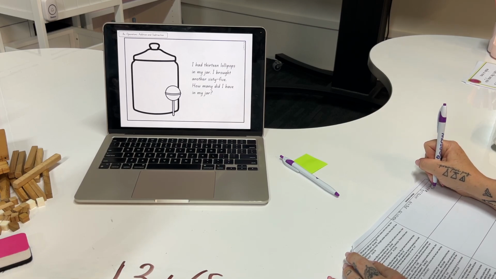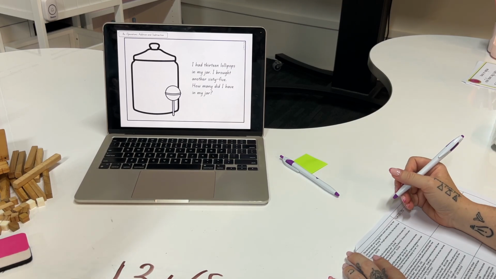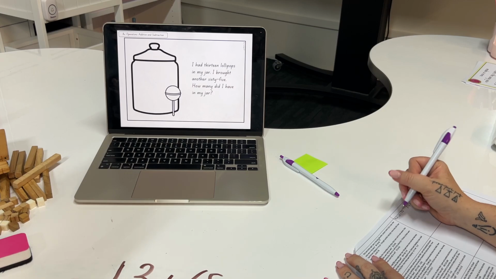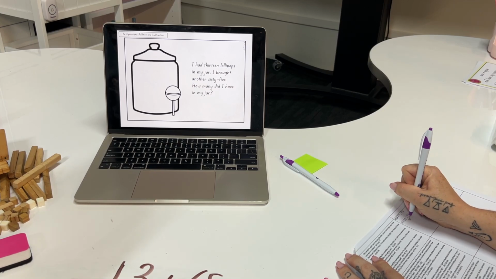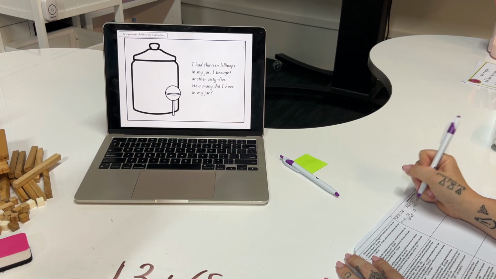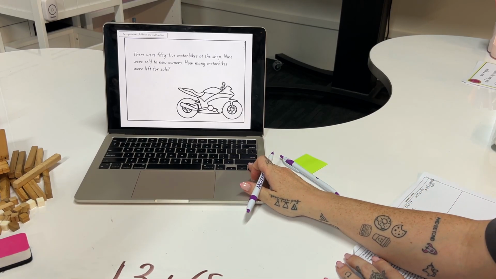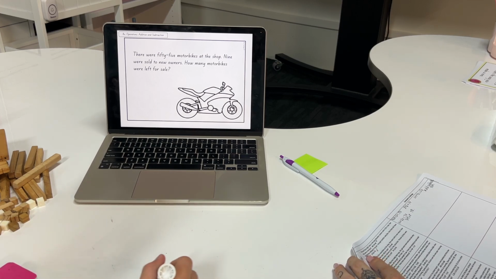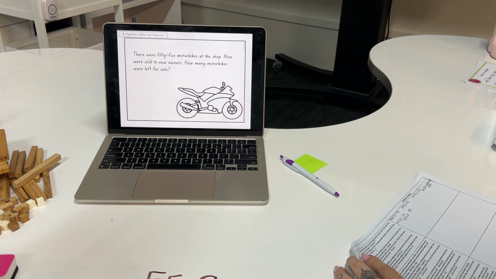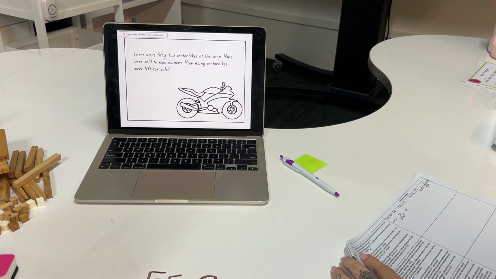78. How'd you get that? 10 plus 60 is 70, and then 3 plus 5 is 8. Awesome. All right, there were 55 motorbikes at the shop. 9 were sold to new owners. How many motorbikes were left for sale?